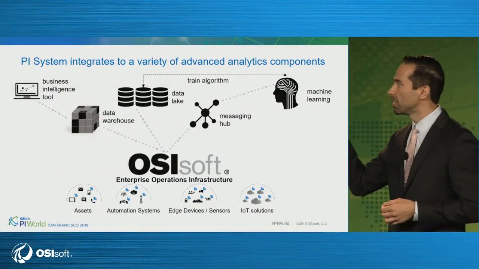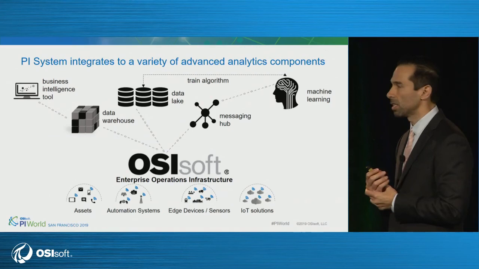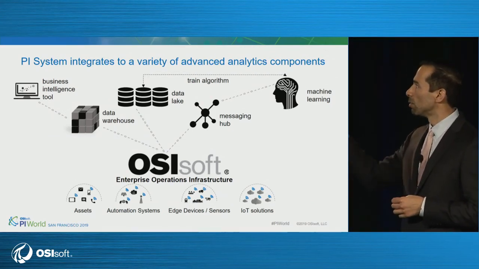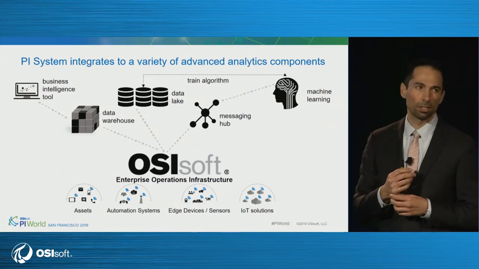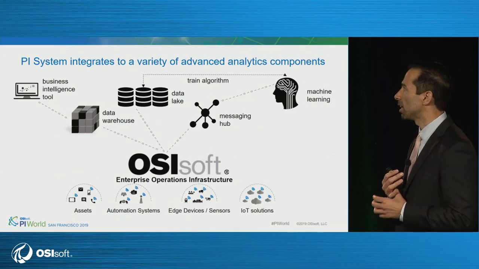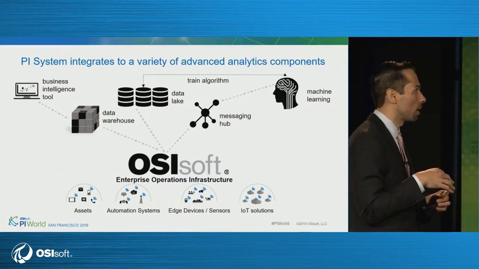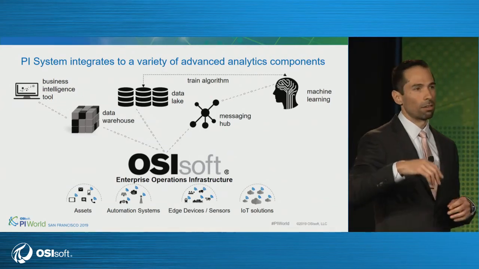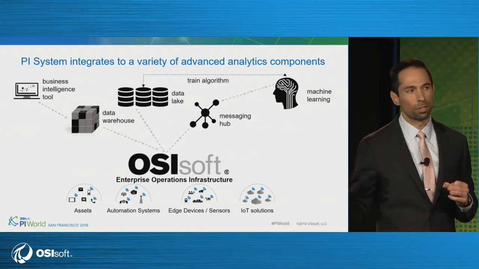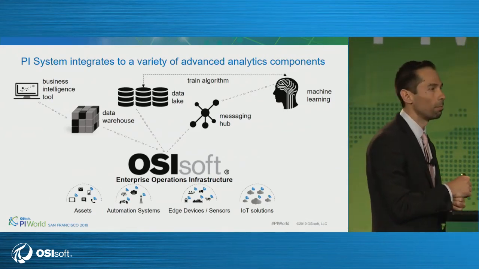Finally, on that implementation phase, what parts of advanced analytics platforms do we plug into? So we can send that aligned data to a data warehouse for a business intelligence tool to pick up. We can push that same data set to a data lake where you can do some training on the algorithm. And then when you want to send the most recent data to your live machine learning algorithm, based on the most recent data coming into PI, we can stream that to a messaging hub.